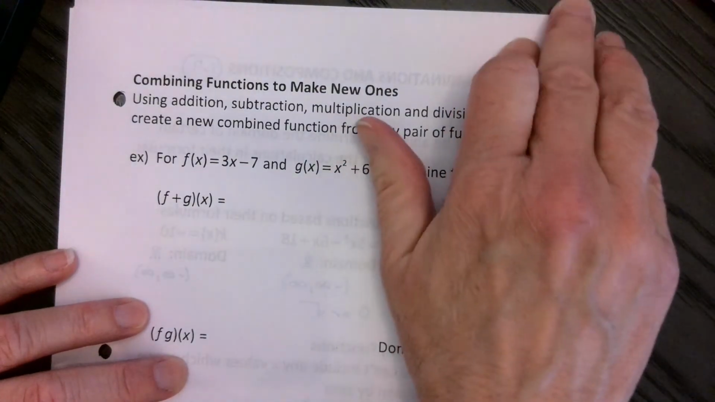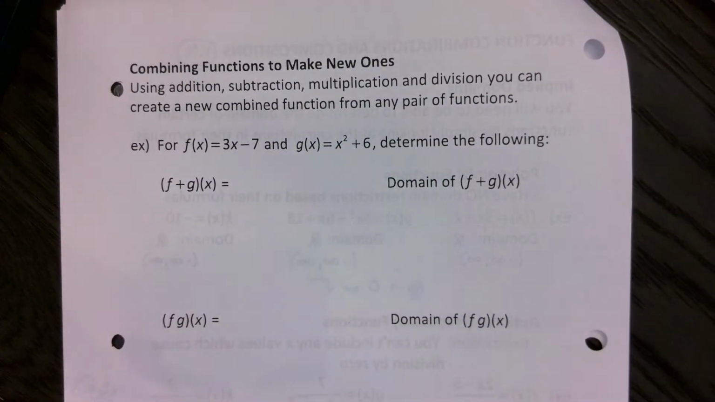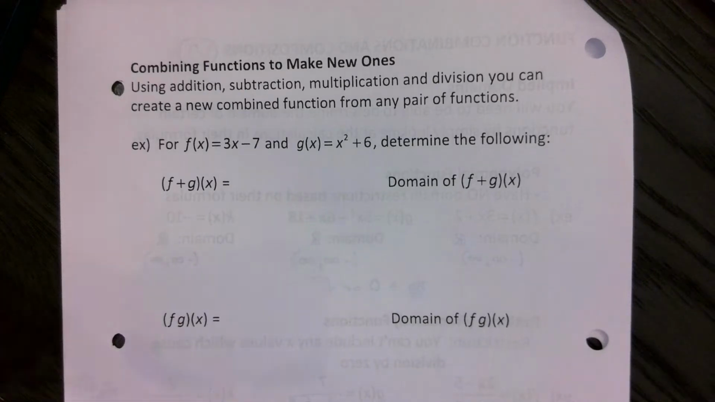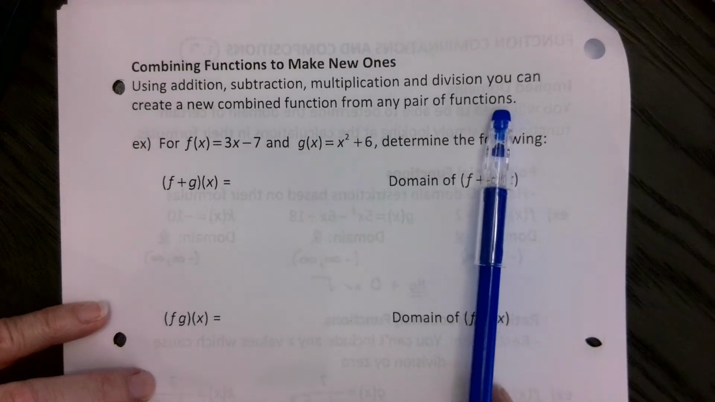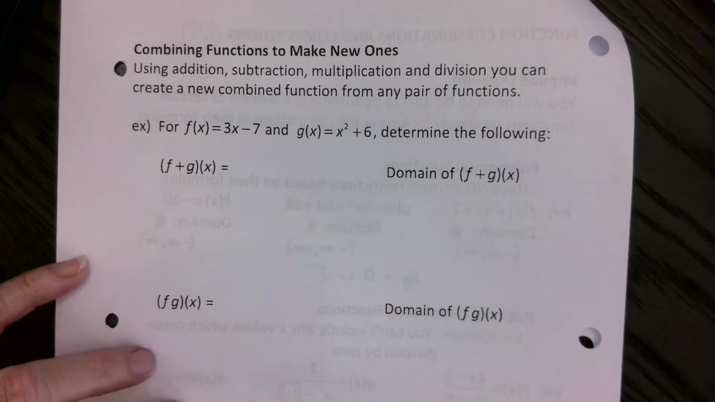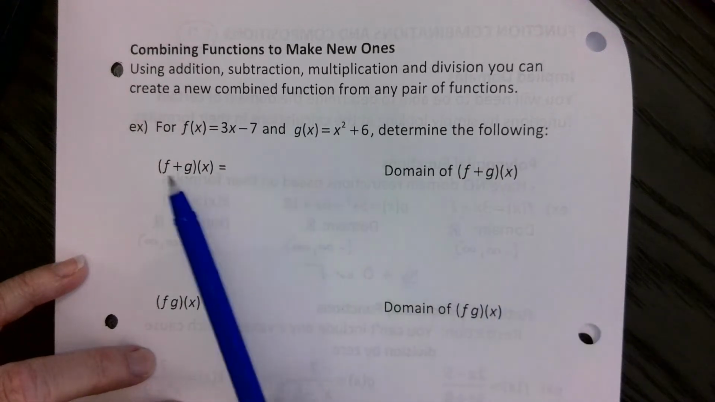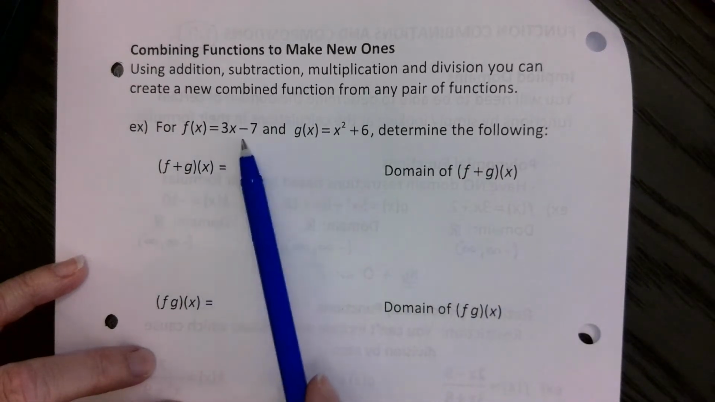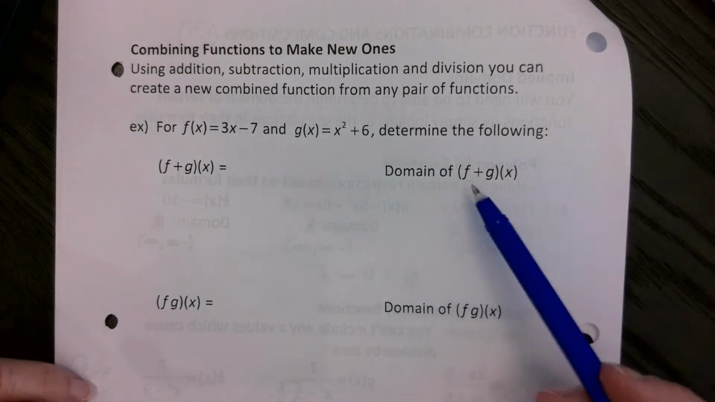Next page. Combining functions to make new ones. Using addition, subtraction, multiplication, division, you can create a new combined function from any pair of functions. Okay. So we're given two polynomials. And so we have to determine what it gives us when we add these two together, multiply, and then divide them. Now, then we're going to find the domain of them.